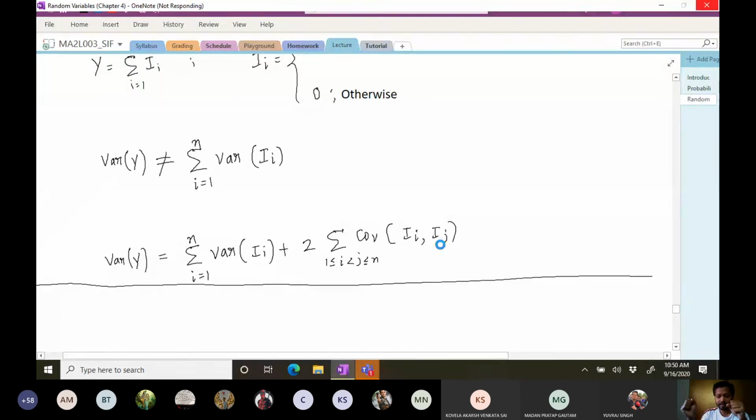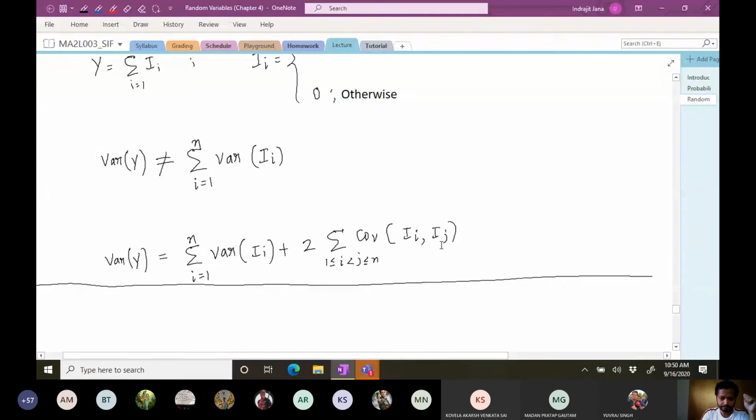For example, I2 and I10 may be independent, like the status of the second bird depends on only the first and third bird, and the status of the 10th bird depends on only the 9th and 11th bird. So there is no intersection, and those will be independent. So covariance between I2 and I10 will be 0 maybe, but there will be some non-zero covariances, like covariance between I2 and I3 will be something non-zero. So we need to calculate that to figure out the actual variance of this Y.